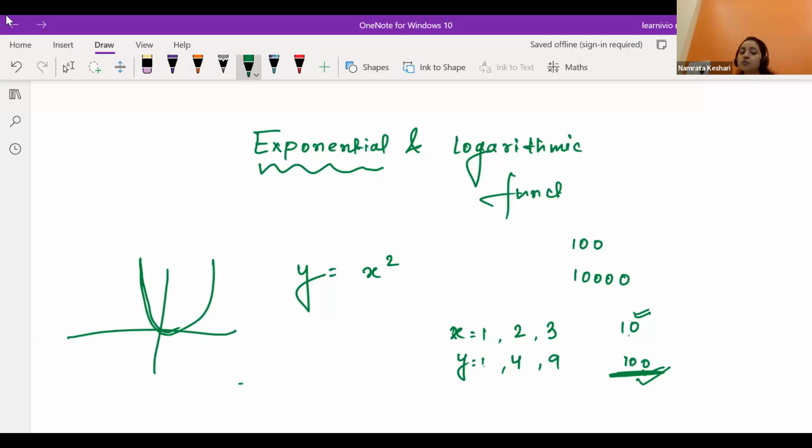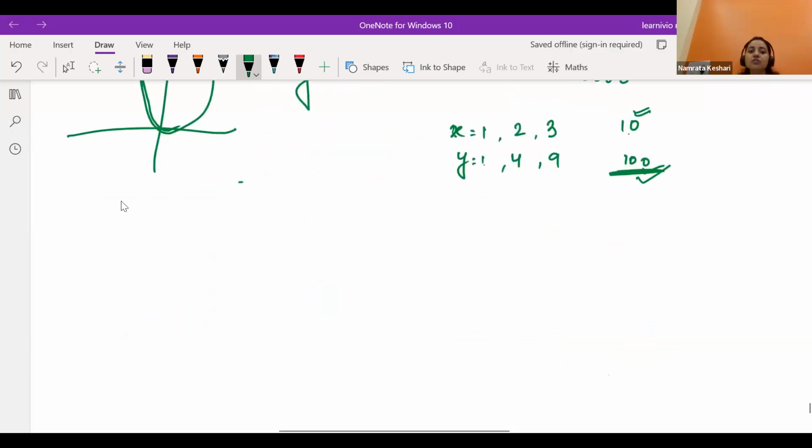Now there is a function which will grow much faster than this type of polynomial function. Even if you take x to the power 4, x to the power 5, there is a function which will grow faster than this, and that function is called exponential function. So exponential function will look like y is equal to a to the power x. Now the question is, y is equal to e to the power x, is it also an exponential function? Okay, this is also an exponential function where this a is bigger than 1. We'll be taking a larger than 1.